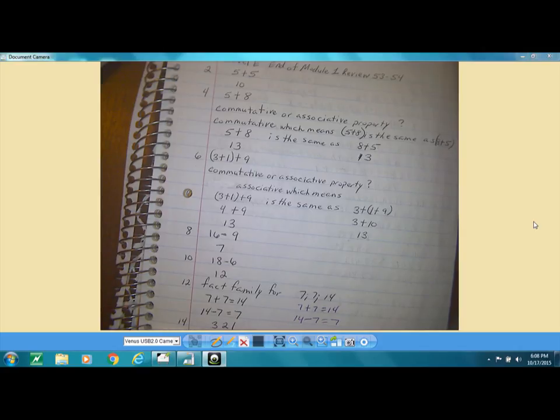Number 14, as you catch your breath and kind of keep it going.